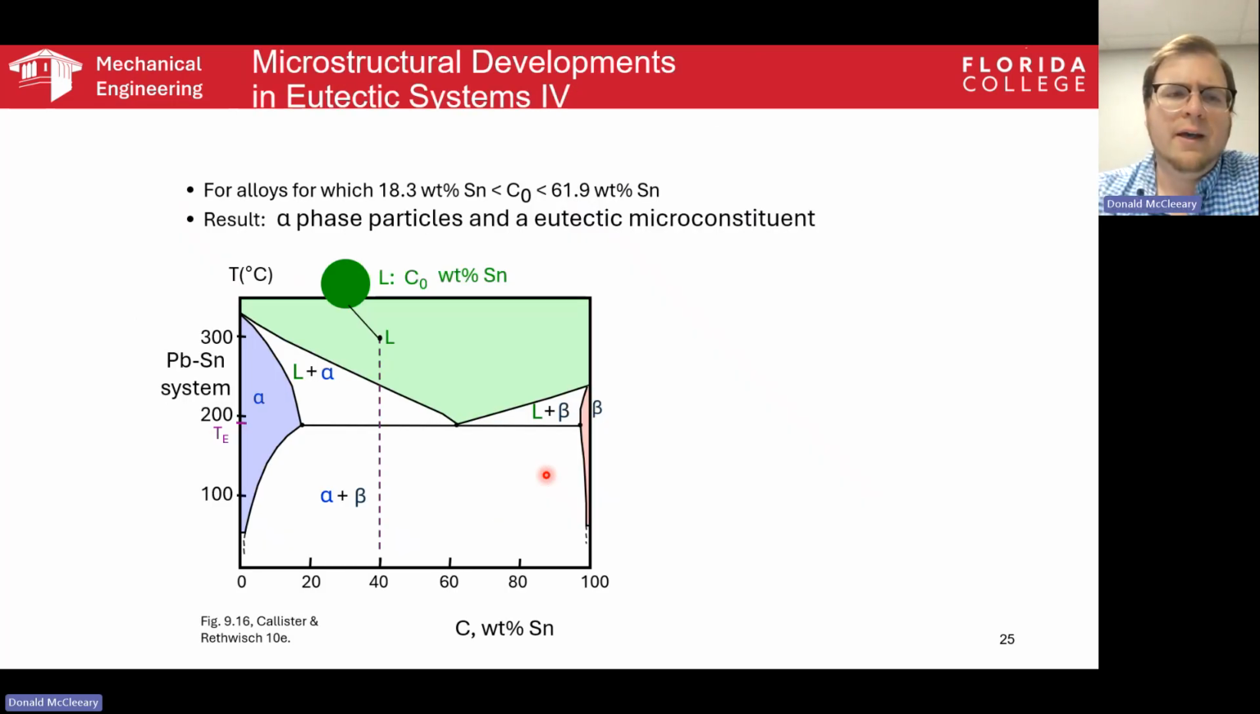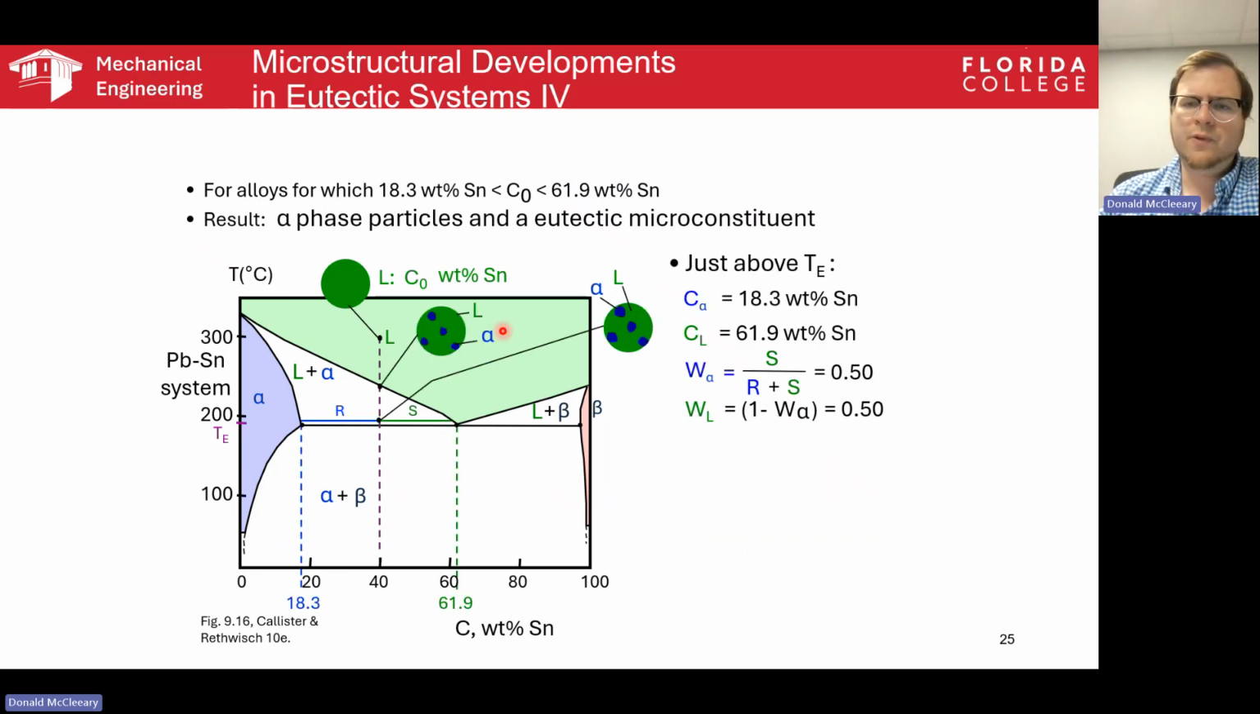Okay, so also for alloys in which you have between 18.3% and 61.9% selenium, so between these two regions here, you're going to have alpha phase particles and a eutectic microconstituent. So you get our globules that form, and just above our eutectic temperature, you're going to have liquid and alpha phases between this region. And you can calculate the mass fractions at each of these steps, just like we've talked about before. And you'll notice, you know, in some instances, you can actually get half and half, which is interesting.